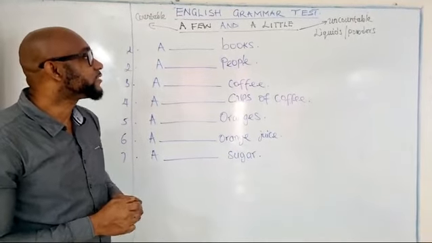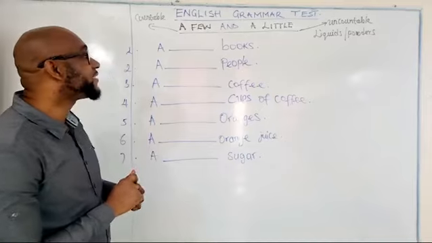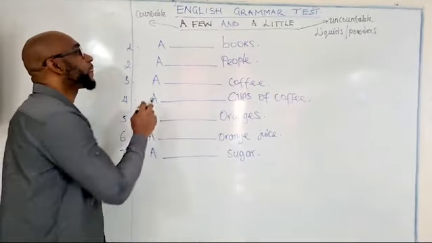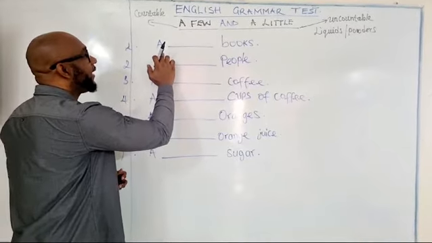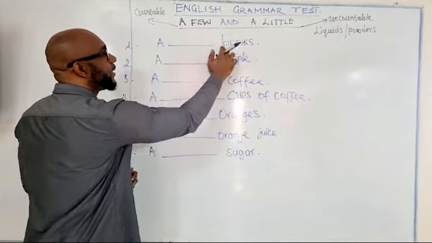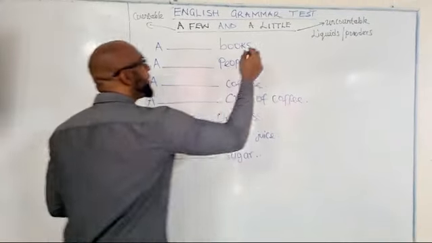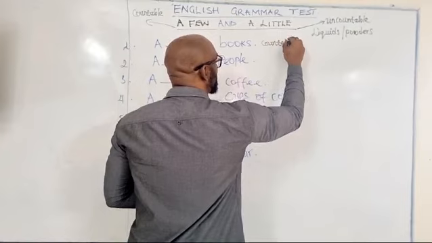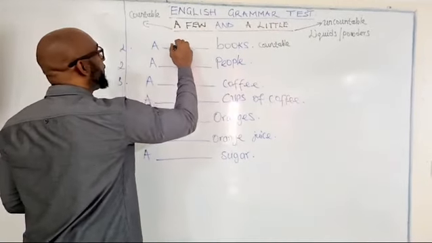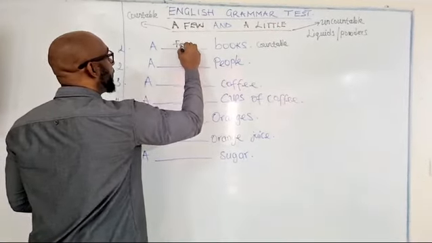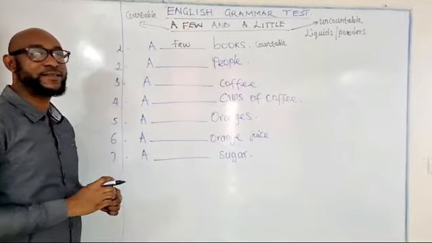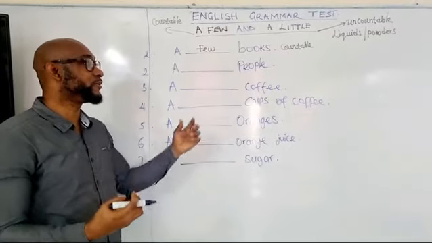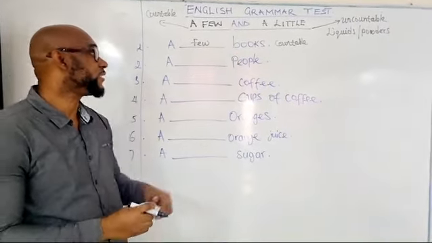Alright? So let's go into it immediately. Here we have 7 questions, and let's see how we can get this done. Number 1. A space books. Now remember, books are countable nouns. So we put in what? A few. A few books. For example, 5 books, 4 books, 3 books, 2 books. A few books, they are countable.